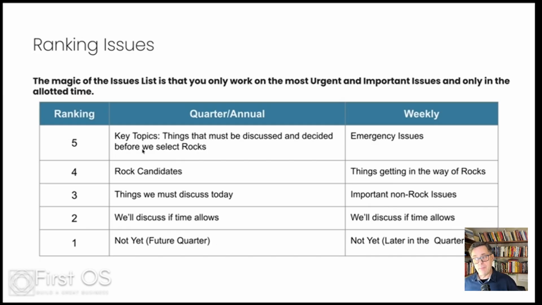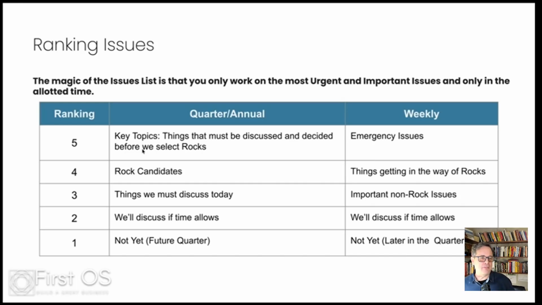In the weekly meeting, these would be emergency issues. Things like, guys, we absolutely have to talk about these today. And hopefully you don't have a lot of fives in your weekly meetings, but you've got to leave a place for that. Like, hey, I'm going to make it a 5 because we've got to talk about it today. Something's on fire. We're going to lose a client.